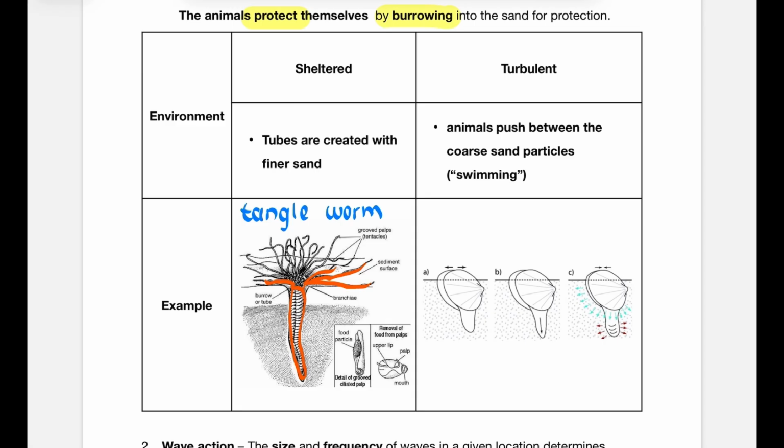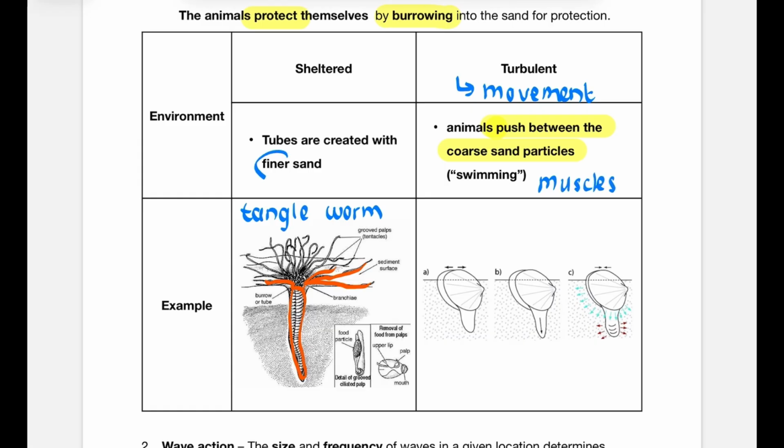Then on the other side of things, we have turbulent environments. In turbulent environments, there's a lot of movement happening. The water and the sand will be constantly moving. In this situation, the animals actually need to push between the sand particles. They can't just sit there because otherwise the turbulent waters would move them around. So they basically have to have muscles, and they have to be strong to attach.